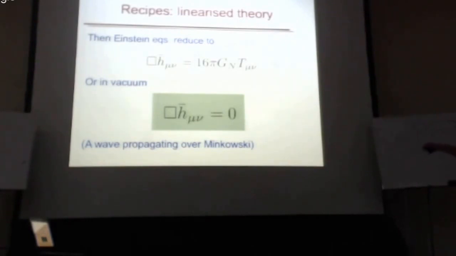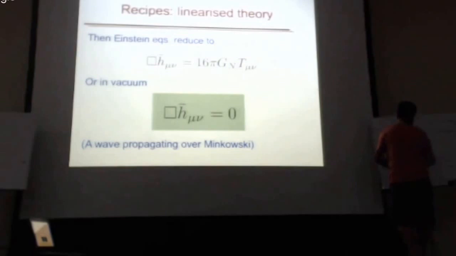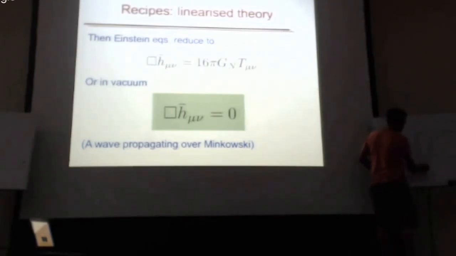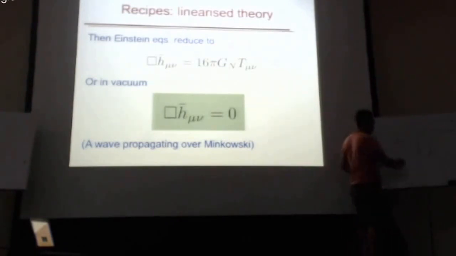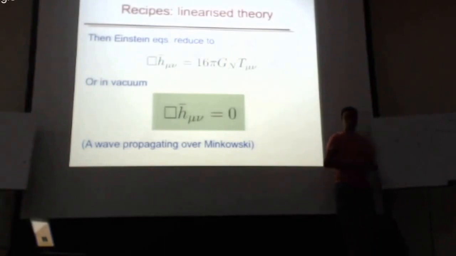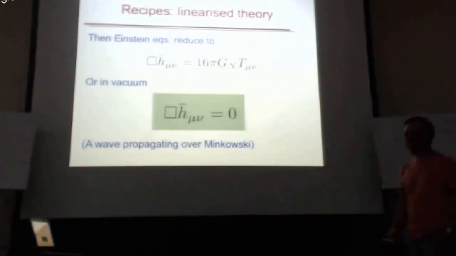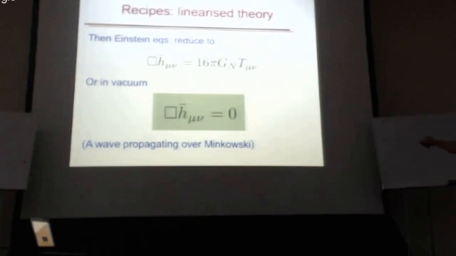You just get a box operator, and if you don't remember what box is, it's just the second derivative in time plus the Laplacian squared. This is what box is. So that is exactly a wave equation. What I get is a wave operator acting on h, sourced by matter. If we go to vacuum, that means no matter, no energy-momentum tensor, what I get is just the wave equation. So this is a wave propagating in Minkowski space-time.